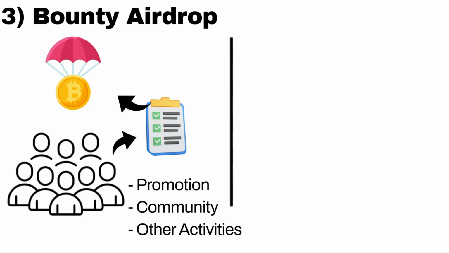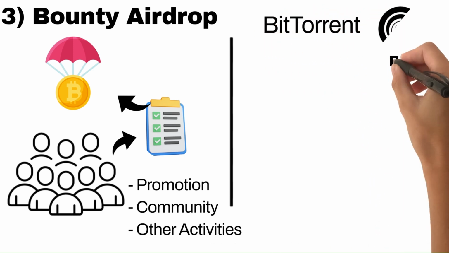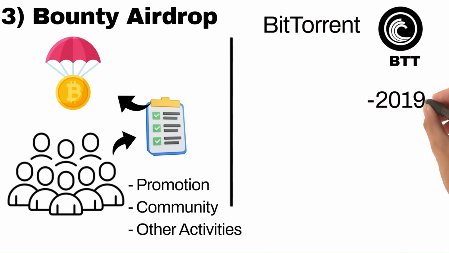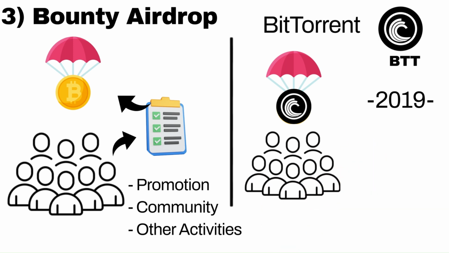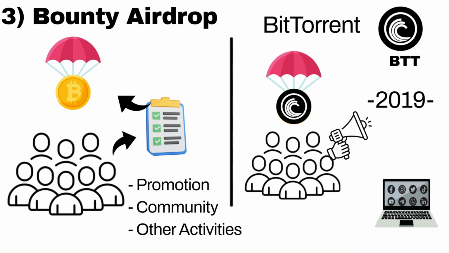An example of a bounty airdrop is the BitTorrent (BTT) airdrop. In early 2019, BitTorrent conducted a bounty airdrop to promote the launch of its BTT token. Participants earned BTT tokens by completing tasks such as following BitTorrent on social media, sharing promotional content, and joining community discussions. Rewards varied based on the level of participation, and tokens were distributed to participants' wallets accordingly. This airdrop aimed to drive adoption and engagement within the BitTorrent ecosystem.